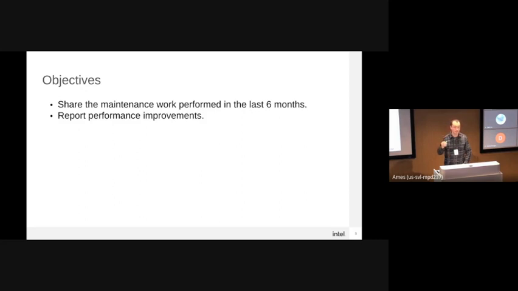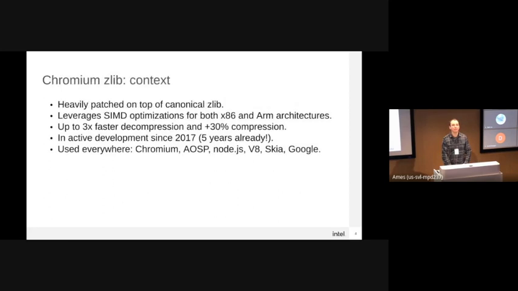A little bit of context. Chromium has a heavily patched zlib. zlib is a data compression library, and the fork of zlib we maintain is used by AOSP, V8, Chromium, Node.js, and recently by Google itself. It's heavily optimized using SIMD, so we can have up to 3 times faster data decompression and plus 30% compression on average. And it's been in development since 2017, so we're about to complete 6 years already.